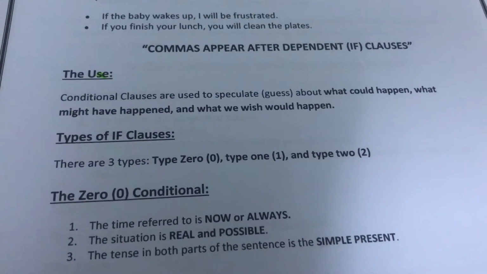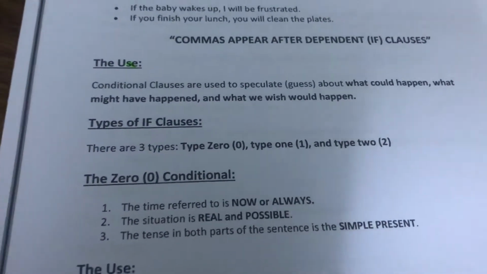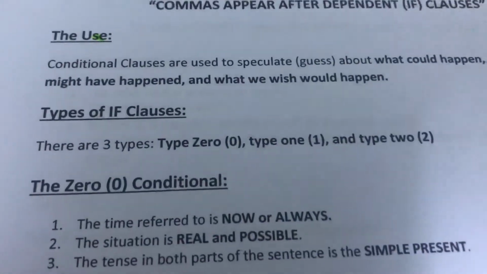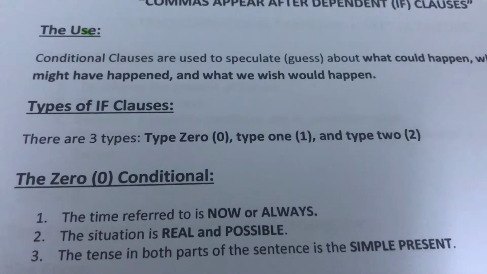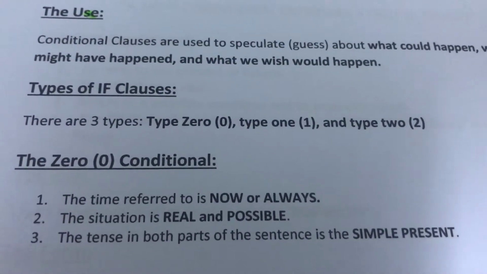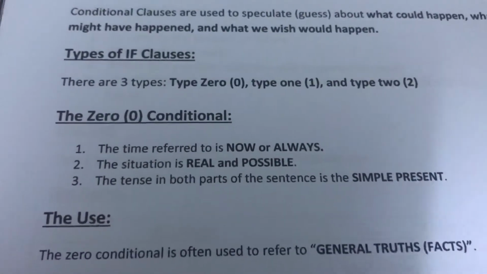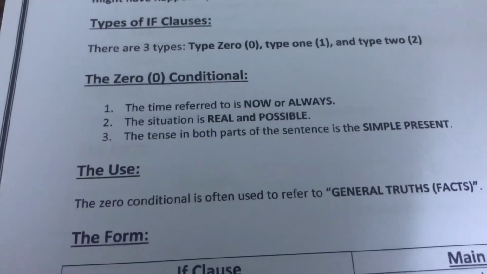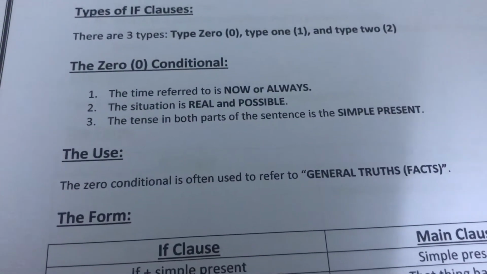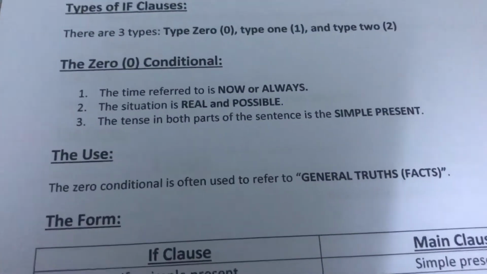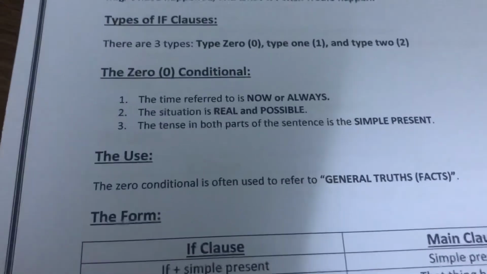Types of if clauses. There are 3 types: type 0, type 1, and type 2. Those are the types that we are going to discuss today in our grammar lesson. We'll start with the first type, which is the 0 conditional. Let's see what it means.